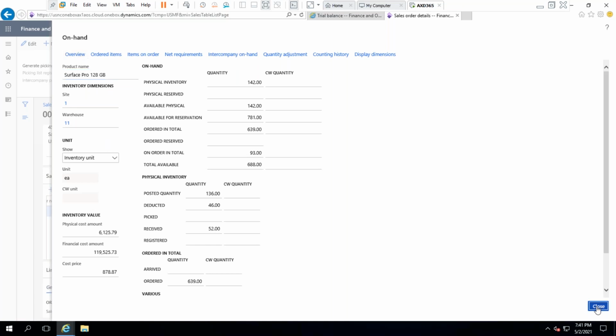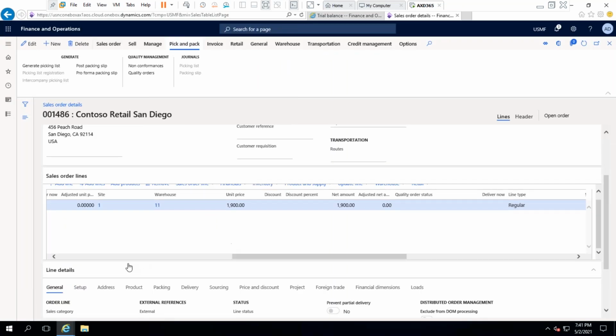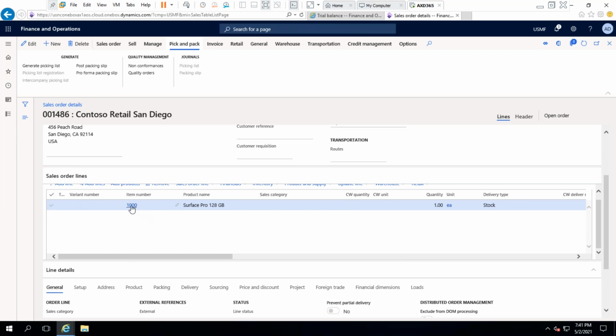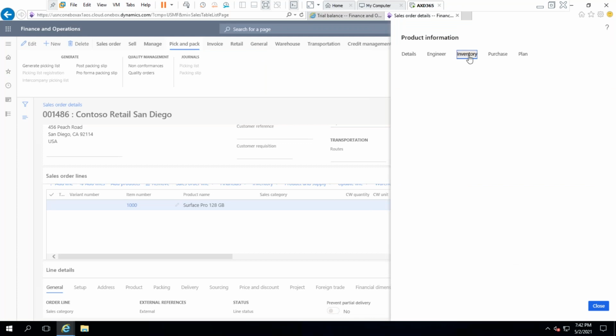There is another option also. Here, you can click on item. You can see inventory.